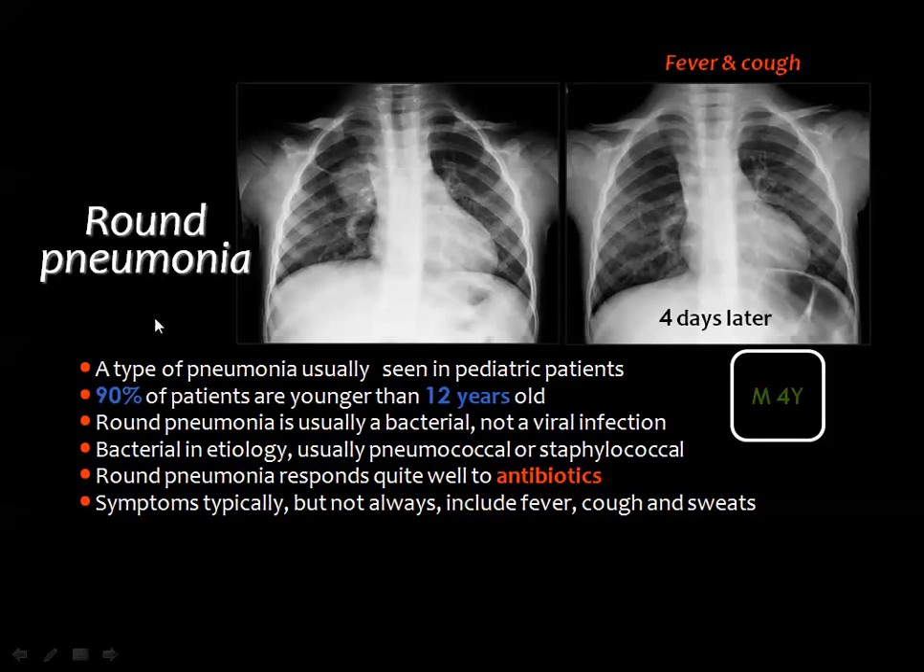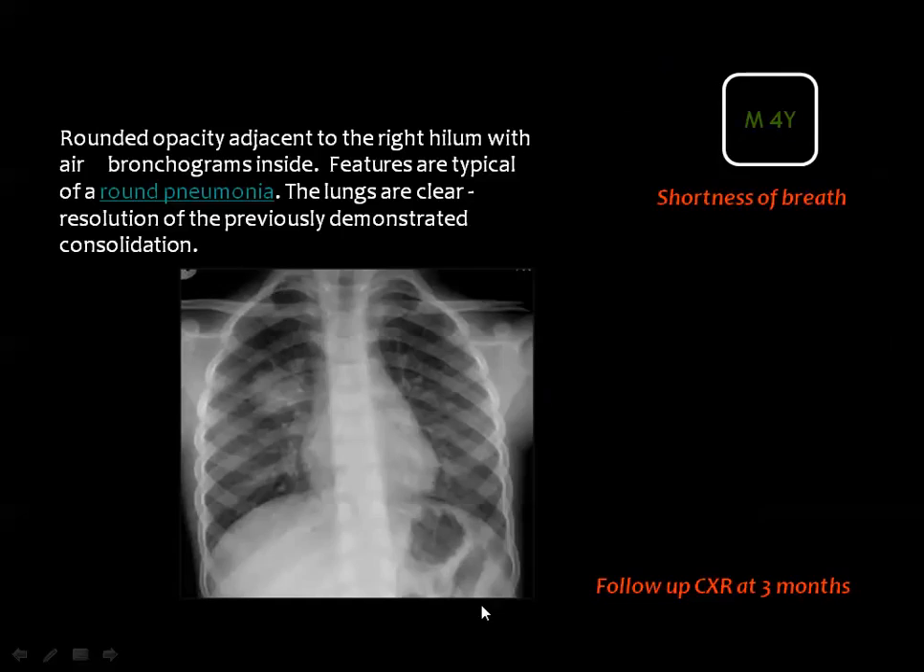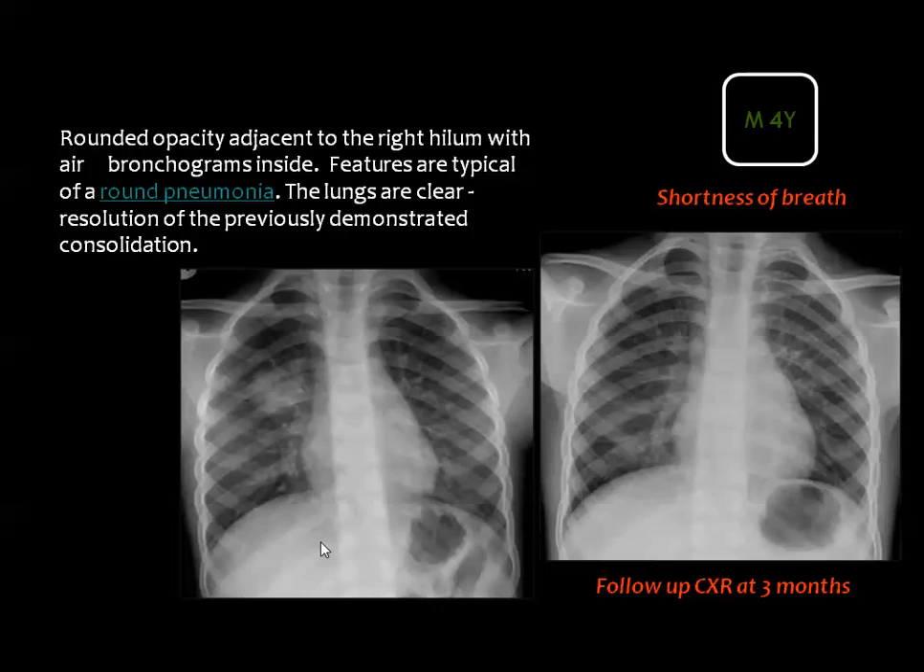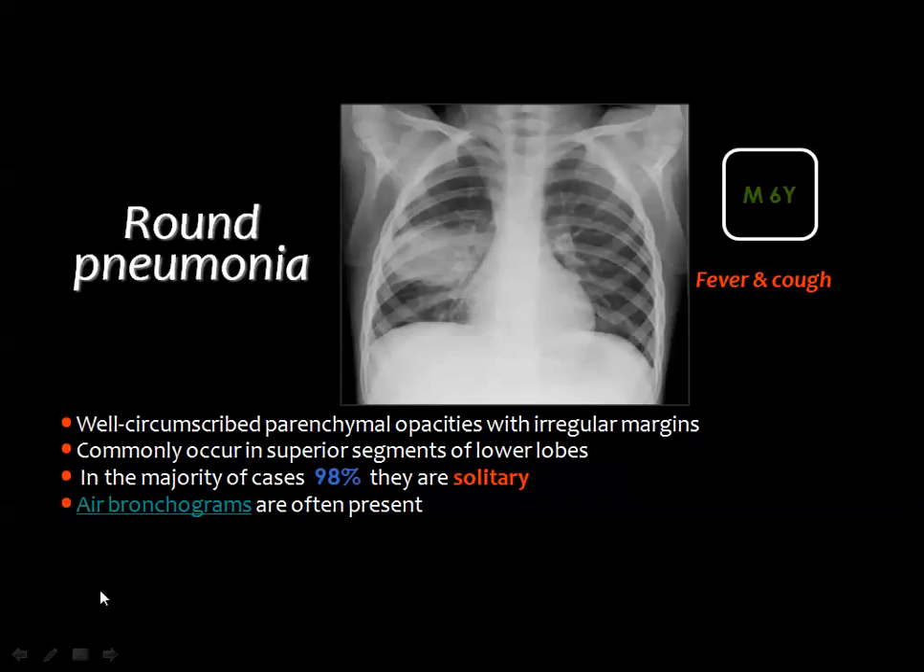And the follow-up after 4 days showed total clearance of the lesion. Round pneumonia will clear in the range of 1 week, and it will change in size and appearance in response to the antibiotics. This is a male child, 4 years old, with a round lesion in the right lung, and this is the follow-up after antibiotic therapy with total clearance of the lesion.